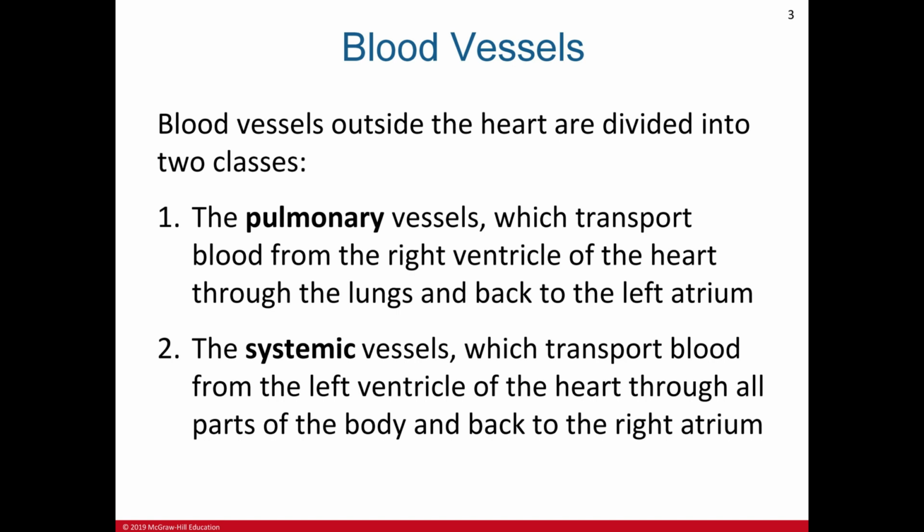The pulmonary vessels are the vessels that carry the deoxygenated blood to the lungs so that it can be oxygenated and can be used by the heart and other organs of the body. While the systemic vessels are the vessels that carry the oxygenated blood to the rest of the body.